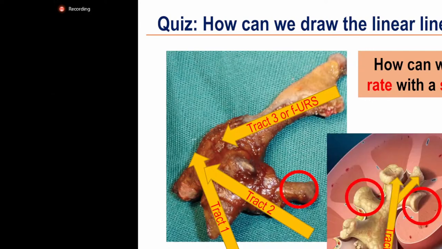But as you can see in the red circle, there can be some remnant stones when we only consider the linear direction to the stones. And that's why we are considering the combined approach of a flexible device with a rigid endoscope device.